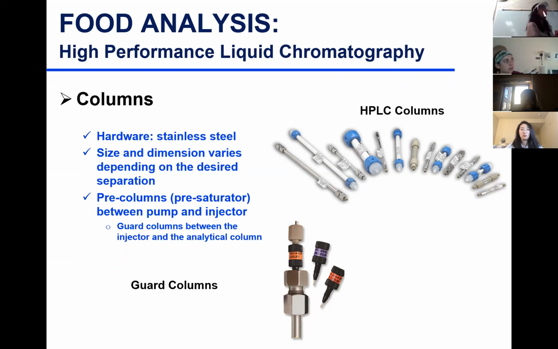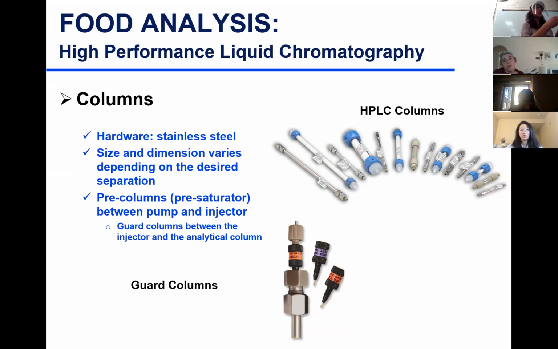Guard columns. In the flow, after your injector, you have your column. So your mobile phase is going from the injector to the column. But before it gets to the column, oftentimes you have pre-columns. We call them mostly guard columns. So they're guarding the column. You have them at the beginning before the sample reaches the column, and it's basically capturing any impurities that might interact strongly with the column and block the functional groups on the column.